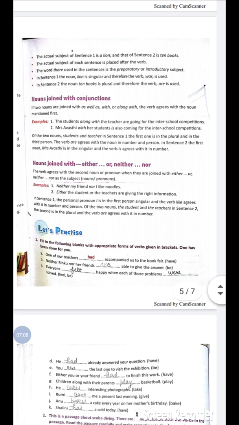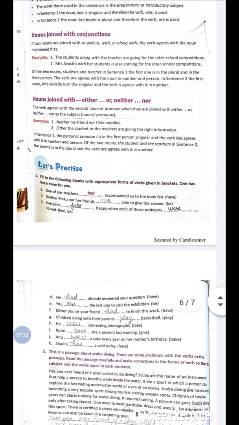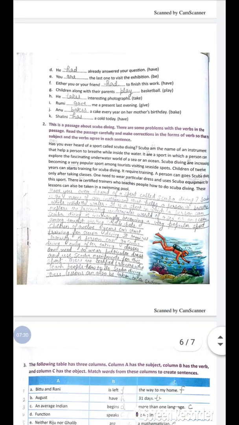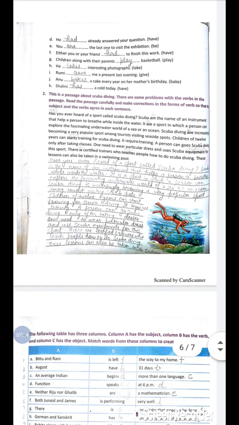Okay. Now some exercise is given in which you have to fill in the blanks with the appropriate forms of the verb. One of our teachers had accompanied us to the book fair. In bracket have is given. Neither Rinku nor her friends are able to give the answer. Everyone felt happy when each of those problems were solved. He had already answered your question. You are the last one to visit the exhibition and so on.